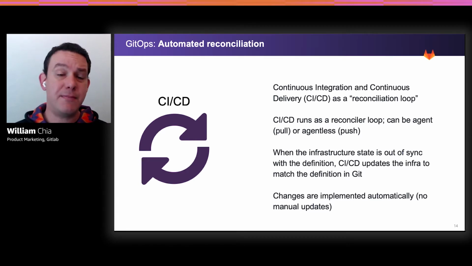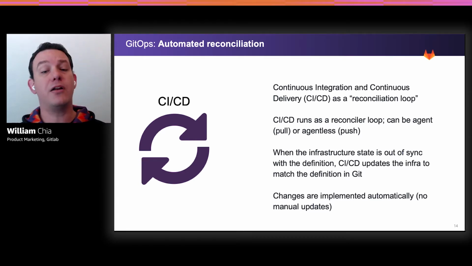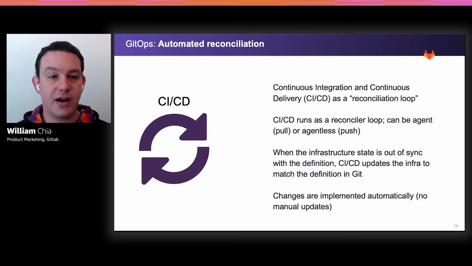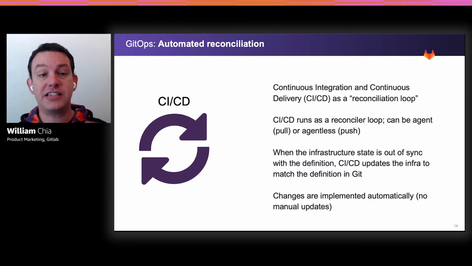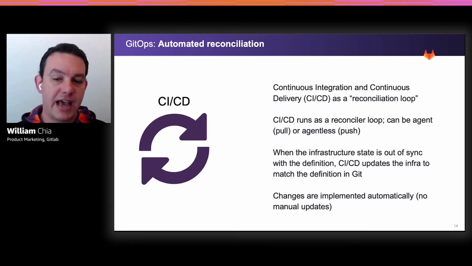Finally, we don't want to make any manual updates to our infrastructure. We want to automate it all. So our CI/CD is going to run as a type of automated reconciliation. Whenever there's a new change in our Git repo, CI/CD is going to apply that automated change. There's a couple different ways you could do CI/CD. There's agent-based, where an agent runs in your Kubernetes cluster and it pulls and changes. For us today, we're going to be using agentless GitOps or push-based GitOps, where our CI/CD pipeline will kick off when we merge and is going to push our changes into our Kubernetes cluster.